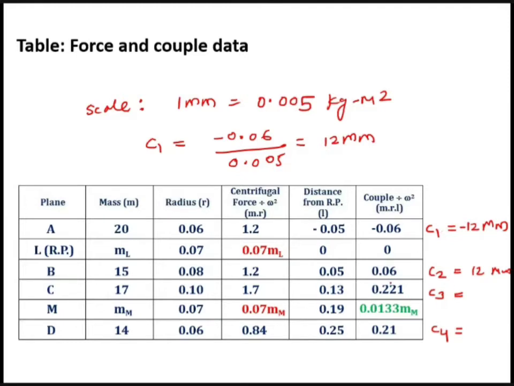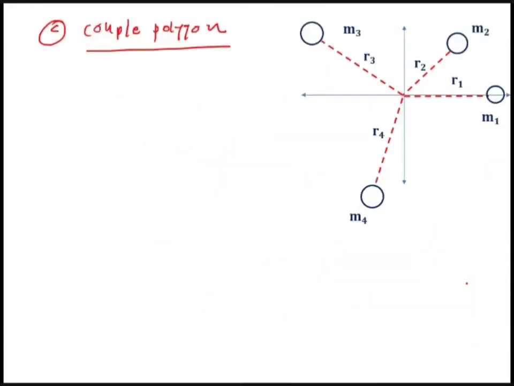Similarly, C3. What is C3? 0.221 divided by the scale, 0.005. So you are getting this answer as 44.2 mm. Okay. And similarly, 0.21 divided by 0.005. After dividing, I am getting it as 42 mm. So now what have I got? I have got the length of the couple, length of the couple vectors, right? So once you have got the length of the couple vector, you already have this diagram here. So let's start drawing this diagram.